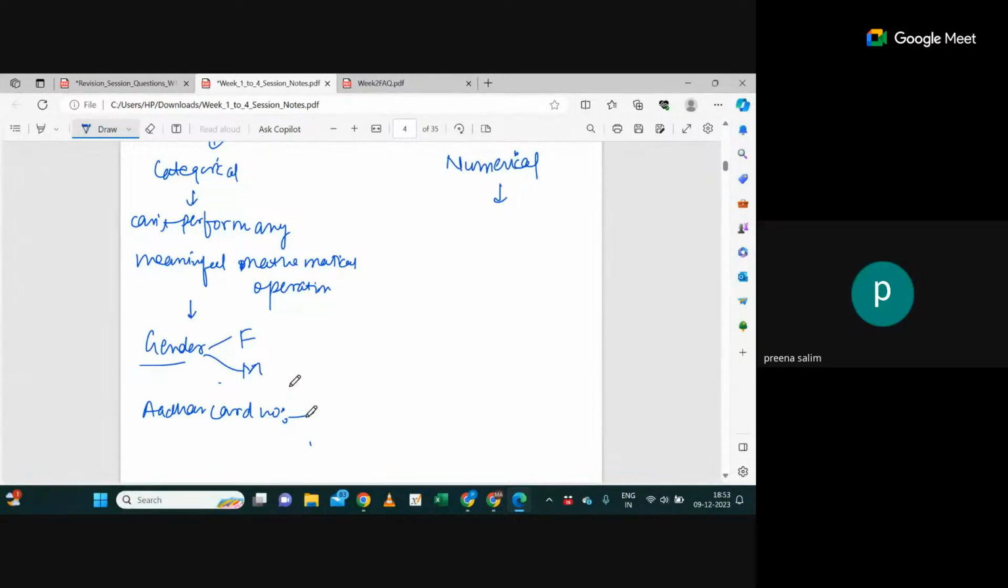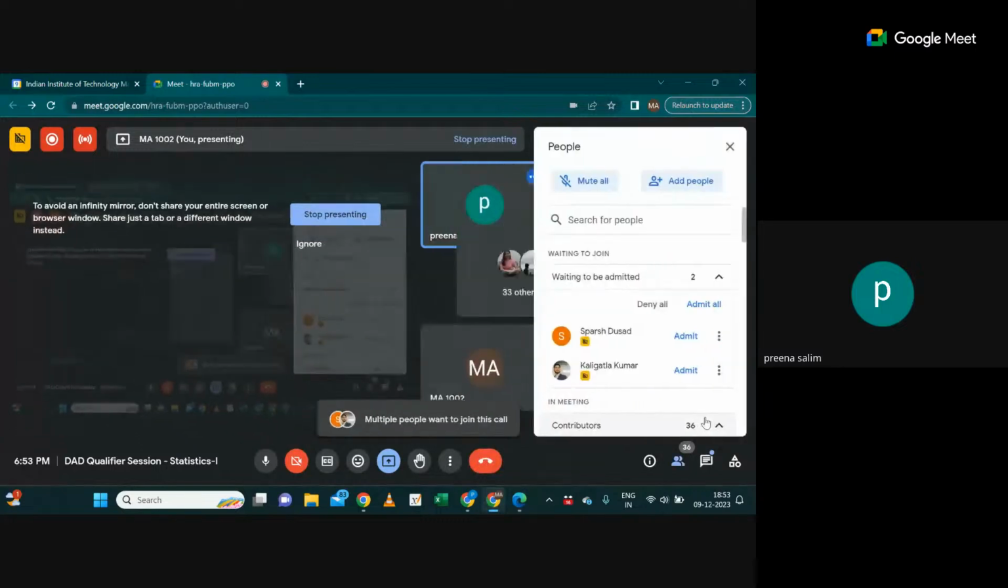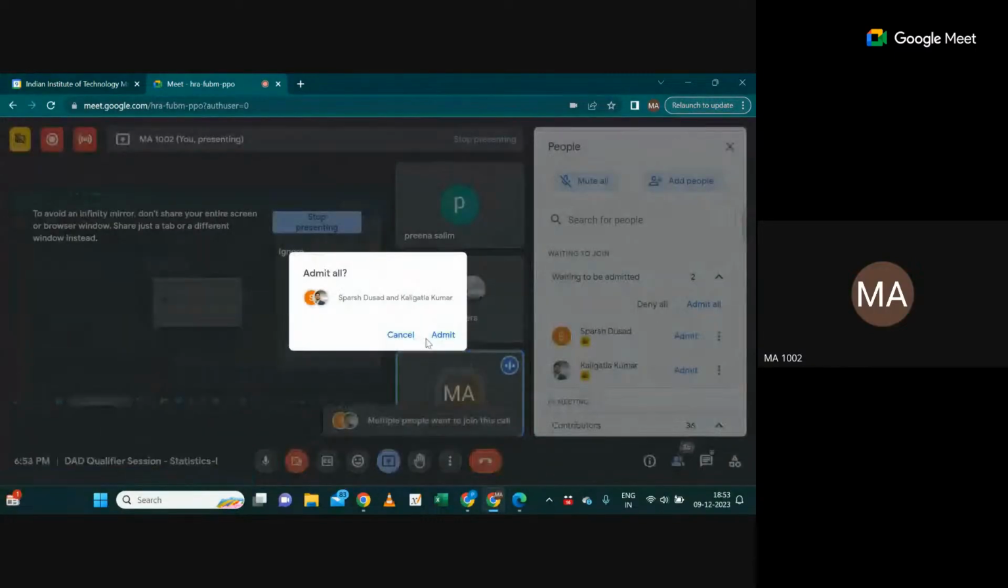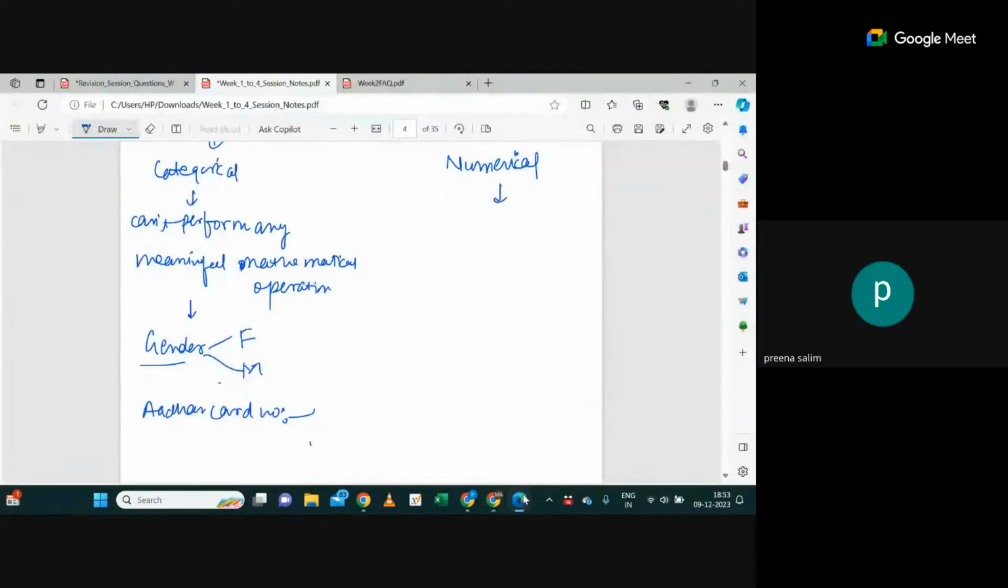Yes, digits, but it is a number. Aadhaar card is all about some 12-digit numbers, but we are not going to do plus or minus on them. There is no meaningful mathematical operation. You can't say addition of your Aadhaar card number and mine is equal to someone else's, right?